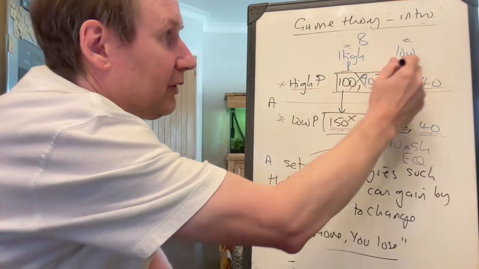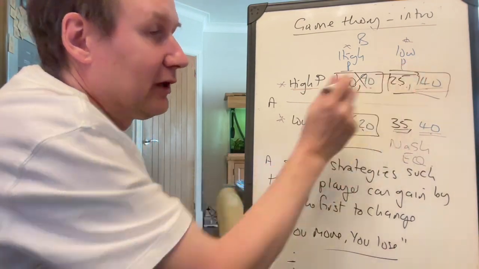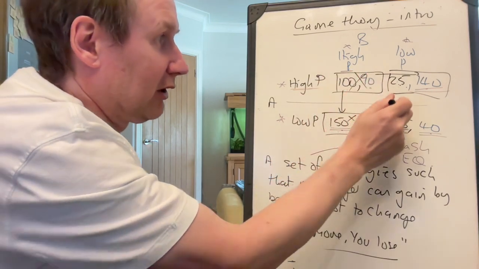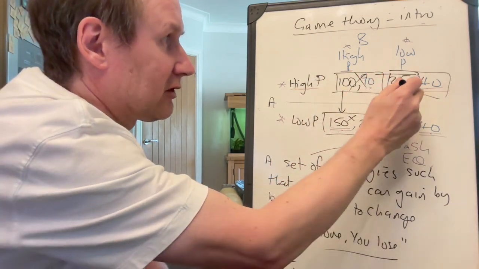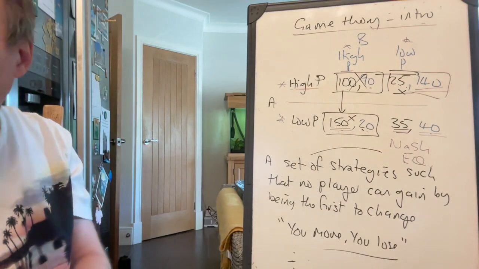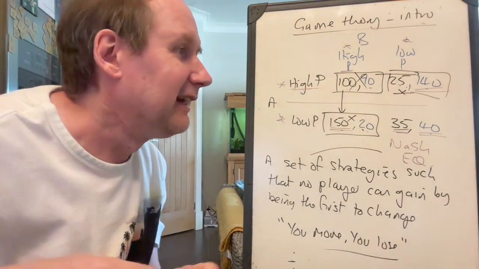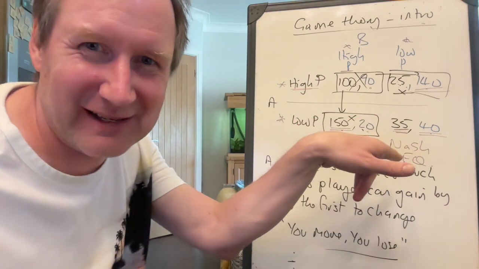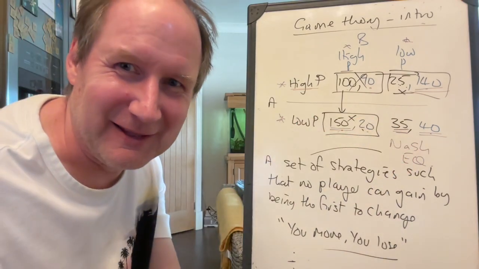This one, B's doing great, but A's doing badly. A realises that if they were to go low, then they would benefit. So that's not a Nash equilibrium. So finally, let's look at this one. Is this a Nash equilibrium? The answer is yes. It's a Nash equilibrium because there are two underlinings in this box.